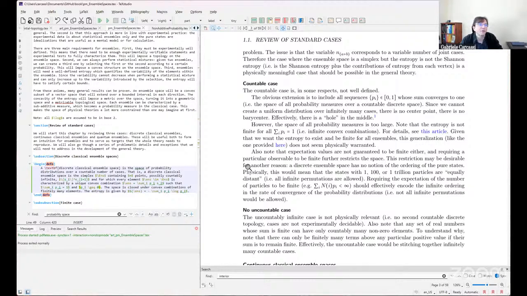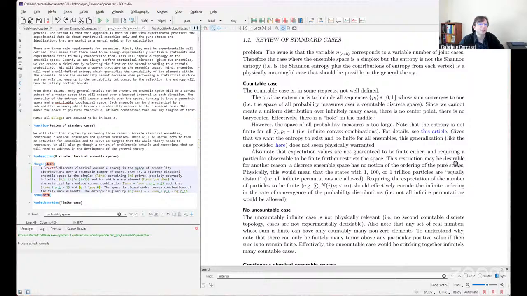This restriction may be desirable for another reason. A discrete ensemble space has no notion of ordering of the pure states. So you can take a set of points and make an infinite permutation, and you would still have a set of coefficients that sum to one. Again, this would be a problem if the entropy is not well defined for essentially all sequences that converge, because you might take something where the entropy is well defined and then reorder it, and now you have something whose entropy is not well defined. So there is something in the ordering that seems to be important.